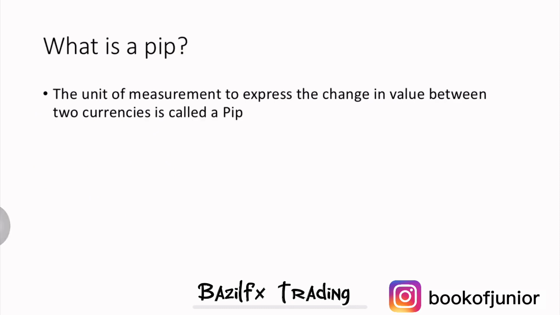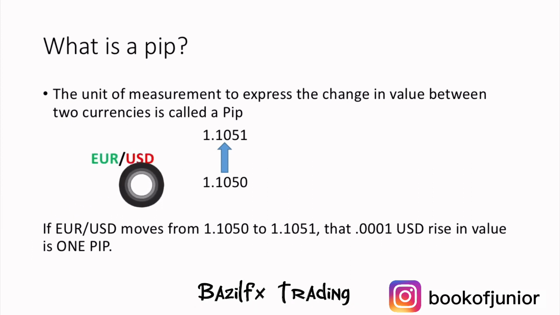Then from there we have what is a pip. For us to know what a pip is, we need to have an example. But before that, a pip is the measurement to express the change in value between two currencies. That is called a pip. So let's say we have EUR/USD, and it goes from 1.1050 to 1.1051. So our EUR/USD moved from 1.1050 to 1.1051.